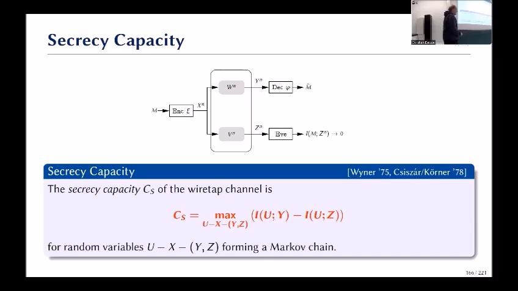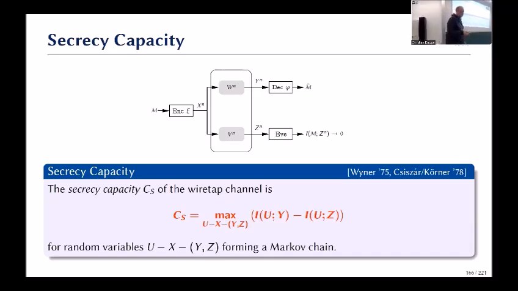Somehow it's not really exactly the result, but you see that you have here the capacity of the legal channel minus the capacity of the illegal channel. I think it's very intuitive that you get such a result. But this is only for transmission.